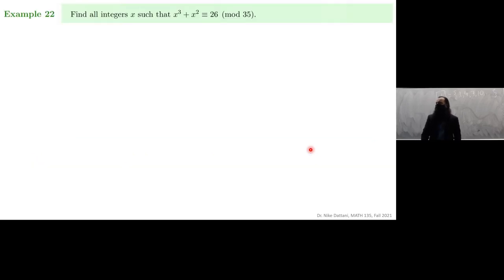So if we have this question, find all integers x such that x cubed plus x squared is congruent to 26 mod 35, how do you usually solve a nonlinear Diophantine equation? Oh, a nonlinear? Pardon me? Don't you solve it with a table? You make a table for nonlinear Diophantine equations, but your modulus is 35. Yeah. Do you know 35 squared? Do you know 35 to the power 3? Do you know 35 cubed? So you have a big modulus.